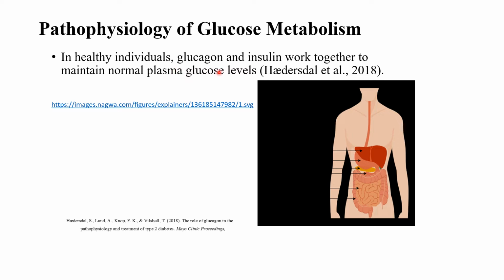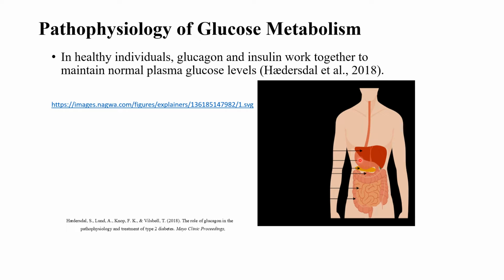So in healthy individuals, glucagon and insulin work together to maintain normal plasma glucose levels. There are key organs involved in this process. The first one is the intestine. When we eat food, the food gets digested in the intestine and all the nutrients as glucose move into the blood. The next one is the pancreas.